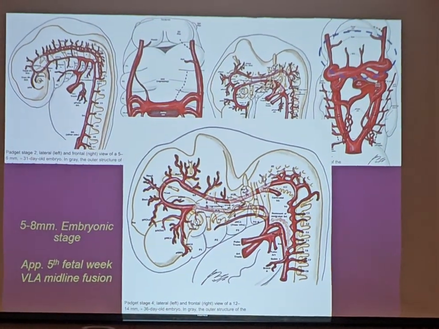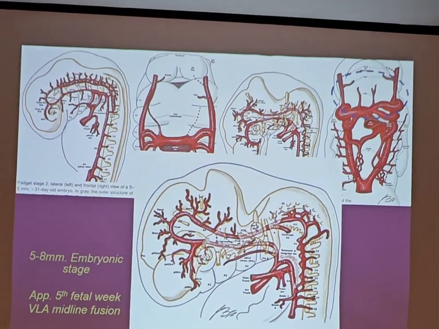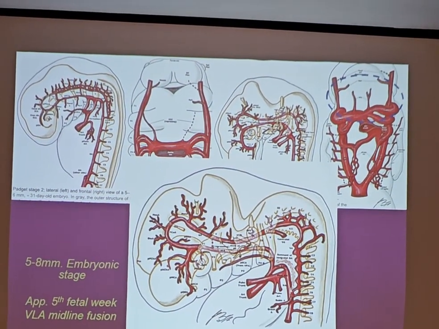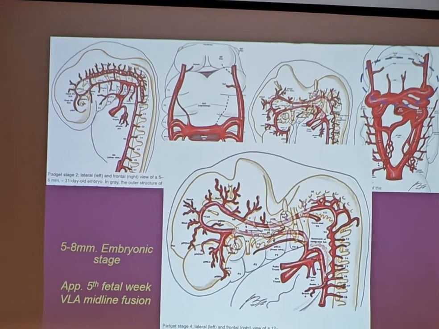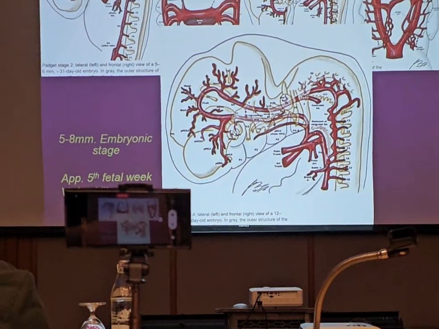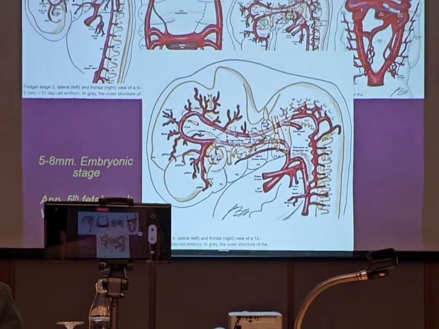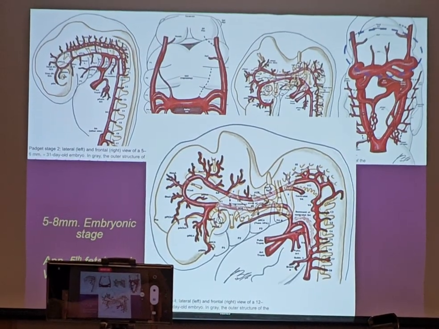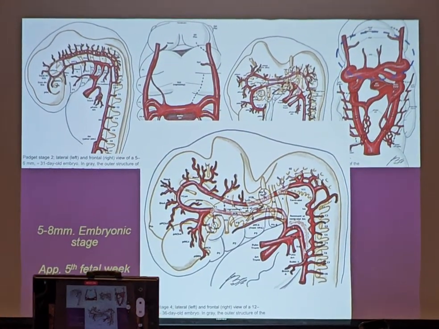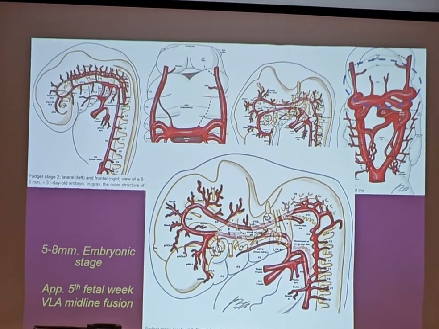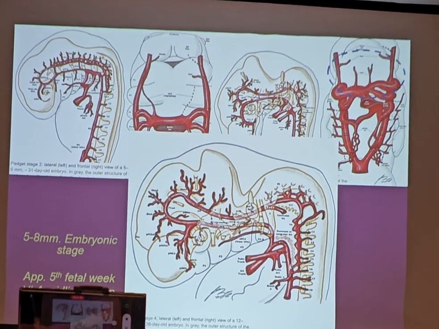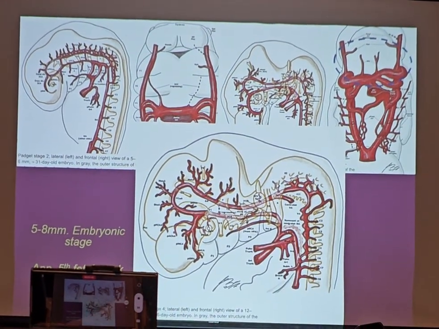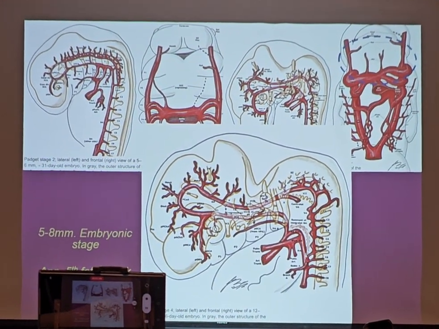Finally, at stage 3, when the internal carotid artery is also starting to develop, we also have this fusion that we call the basilar artery, and there is some regression of connection to the dorsal aorta. We are now having the longitudinal connection between segmental arteries of the upper cervical area.